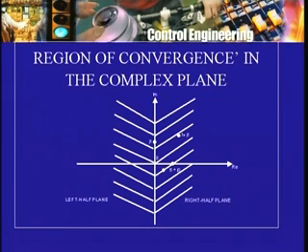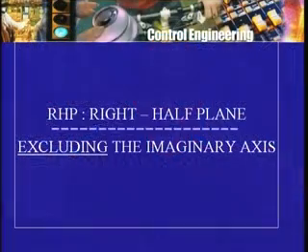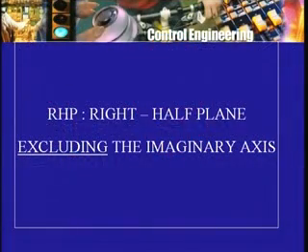The only thing to remember about this hatching is that the imaginary axis is not a part of the region of convergence for sin t. The region of convergence therefore is all the complex numbers whose representative points lie to the right of the imaginary axis. Now this part of the complex plane is referred to as the right half plane. We will abbreviate it as RHP, right half plane.